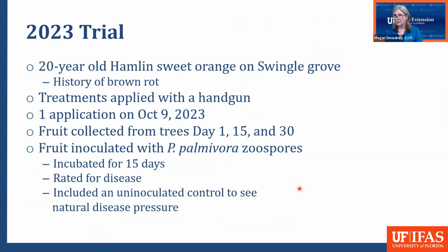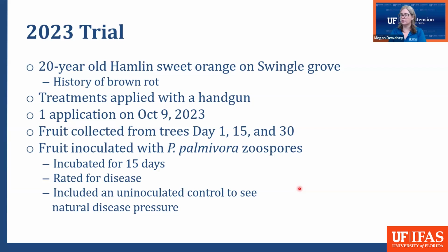So we did a trial in 2023. This is on Hamlins and sweet oranges in a Swingle grove. It had a history of brown rot. It was quite wet in that grove. We were worried about getting stuck. The treatments were applied with a handgun. We put out one application of our products on October 9th, 2023. And then we collected fruit from the trees on day 1, 15, and 30.